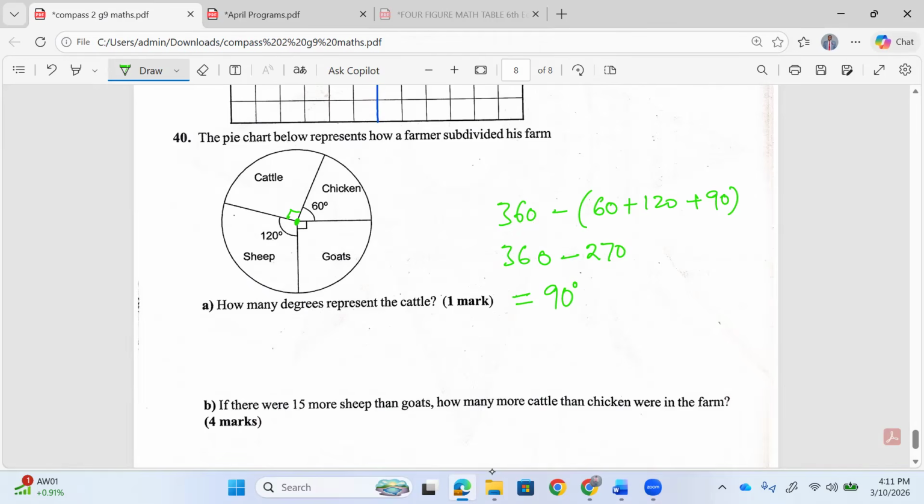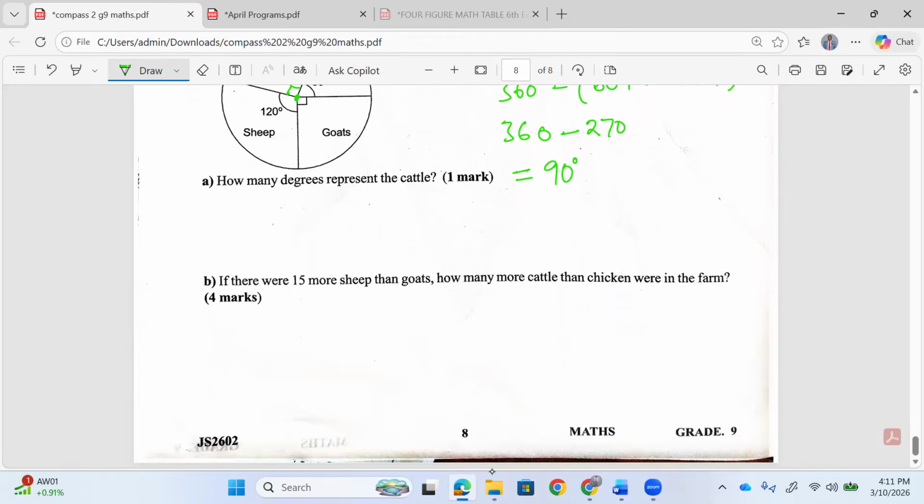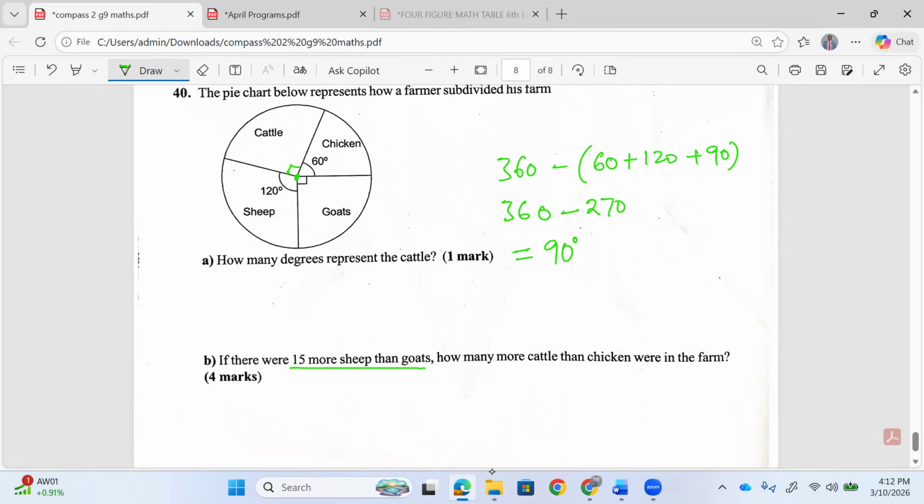Exactly that way. Let us check part B of the same question. Now we are told if there were 15 more sheep than goats, how many more cattle than chicken were in the farm? In other words, it's like we are going now to find the number of all the cattle. If there were 15 more sheep than goats.